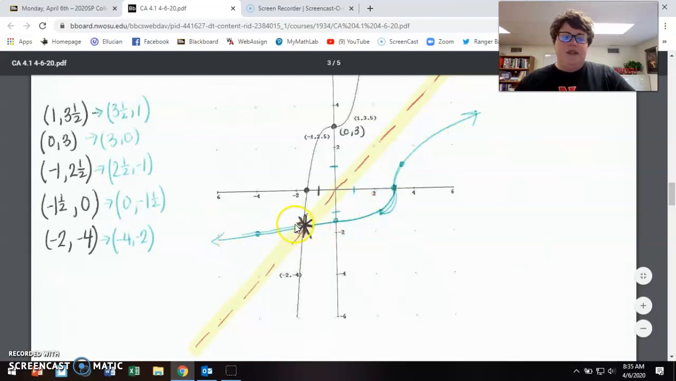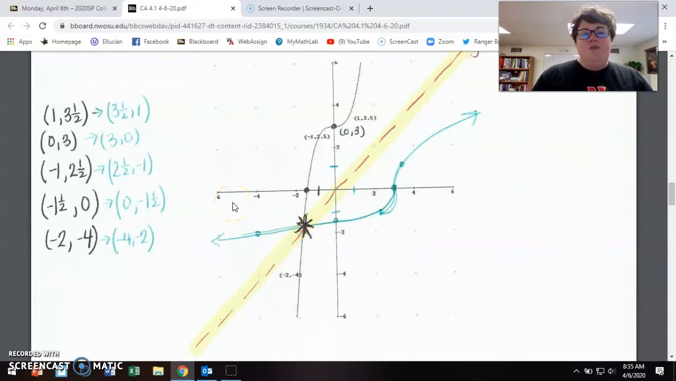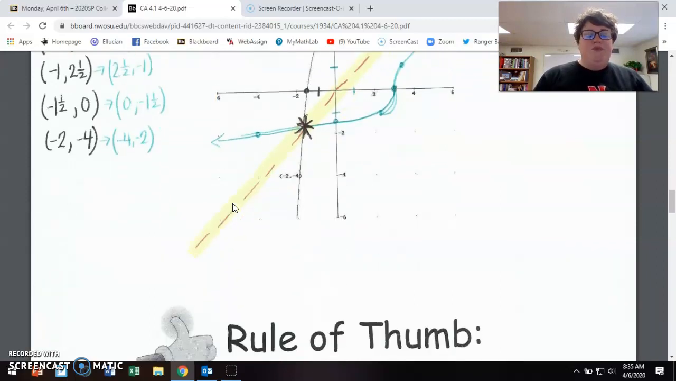Now if you'll notice this big star right here, where your original graph crosses your y equals x line, that is also where your inverse graph should cross. So that's a point where both of them are going to cross and intersect. So again, to graph inverses, you want to interchange x and y. Do not change the signs.